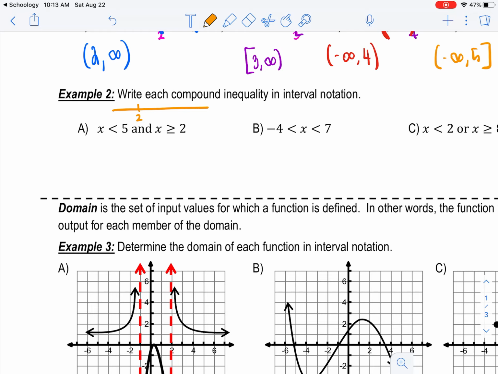So 2's here, 5's here. I'm including 2. I'm not including 5. All right, so this one says x values that are less than 5. So that would be shading in this direction, right? And would go on forever and ever. But it also says x values greater than or equal to 2. So that's in this direction, right? So it's only values in between those two.